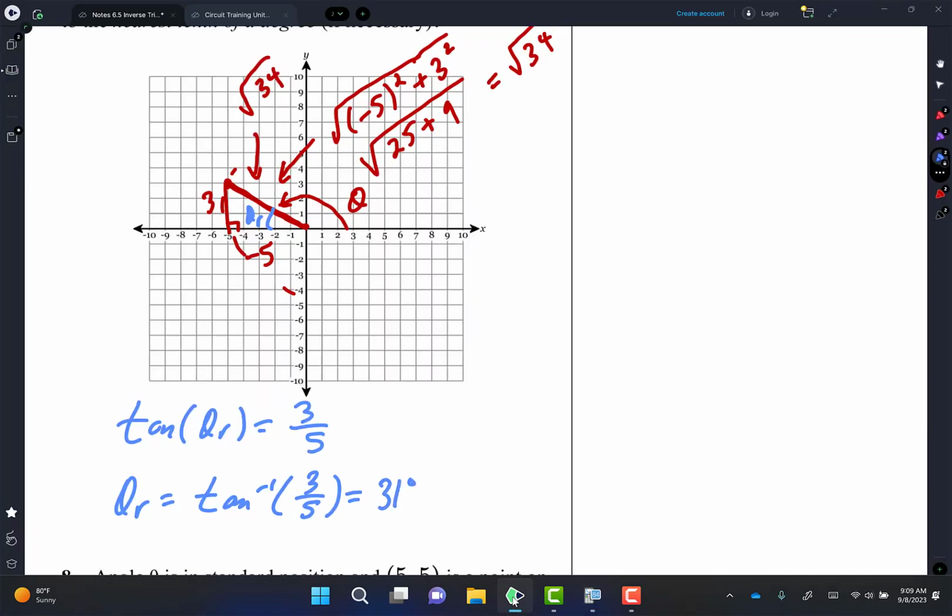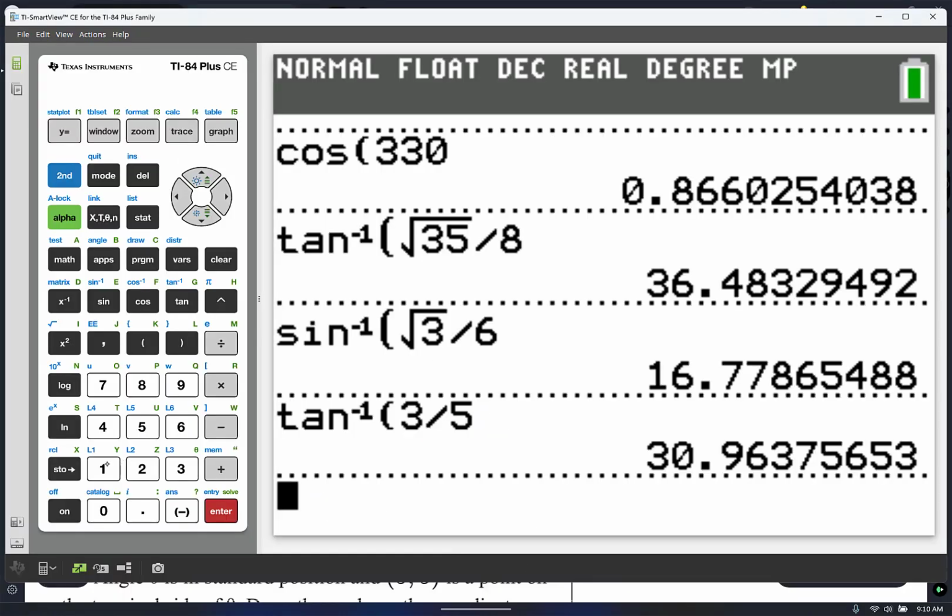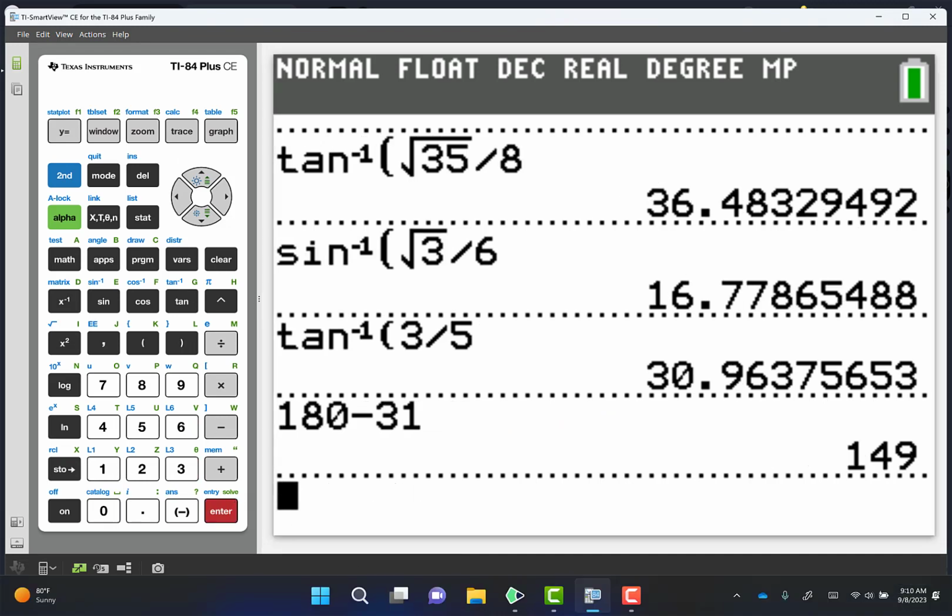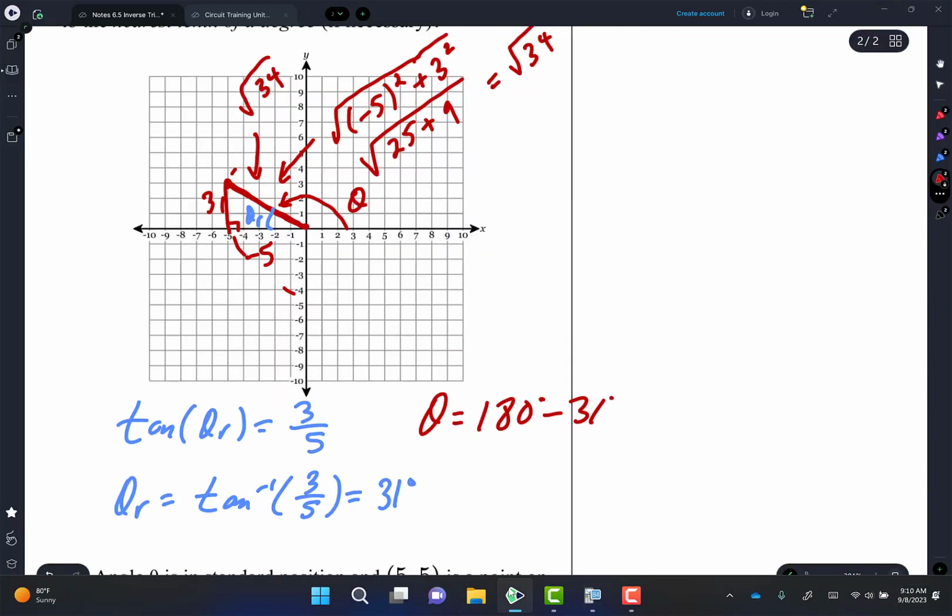Yeah, we didn't need the square root of 34, but we would still get the same answer, I bet you right now. All right, check it out. That's a reference angle. That's not my theta. That's not the answer I want. How do I get theta? Subtract it from 180. So 180 minus 31 is 149. I guess we didn't need a calculator for that, but okay.